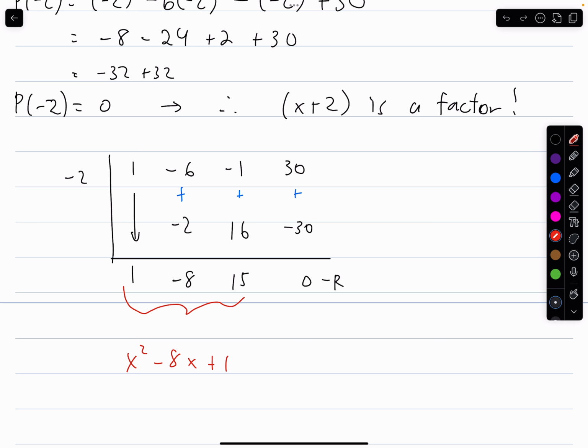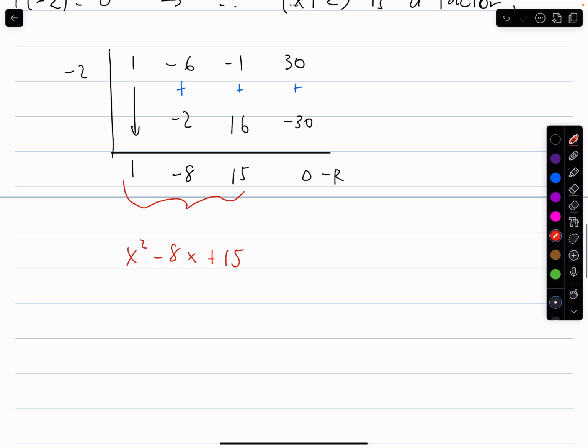So you got x squared minus 8x plus 15. Now that we got this quadratic, we can just use simple factoring that we learned in grade 10 to factor it. So x minus 5 and x minus 3, and then boom, there you have it. You got your 3 factors. The first factor was from the guess and check. The other 2 you got from the quadratic.